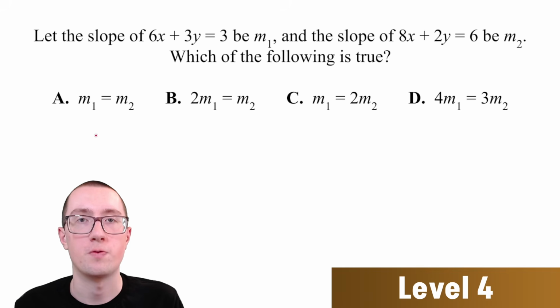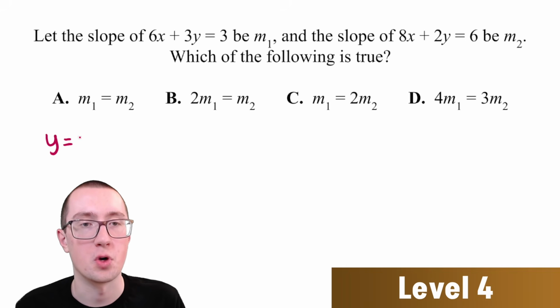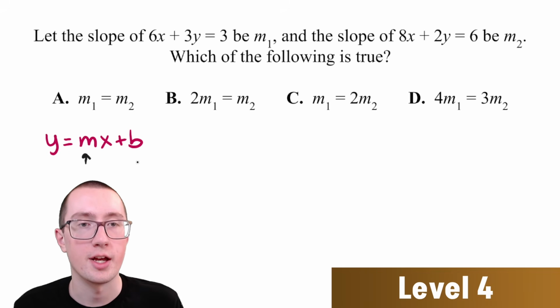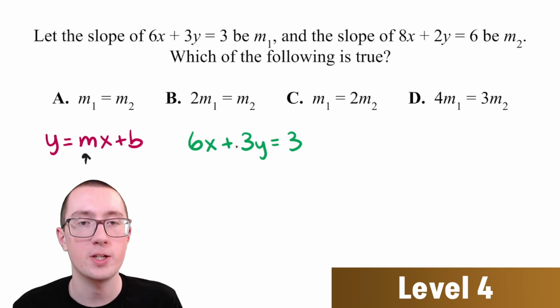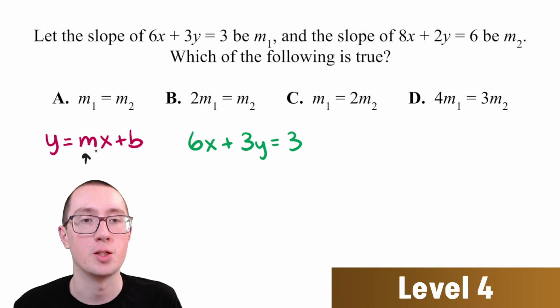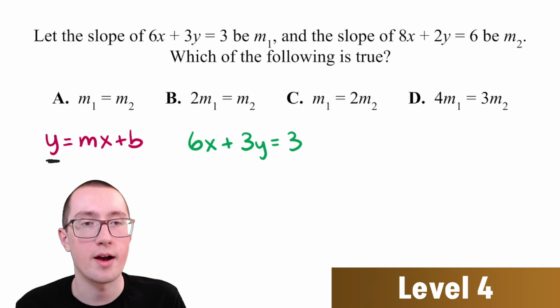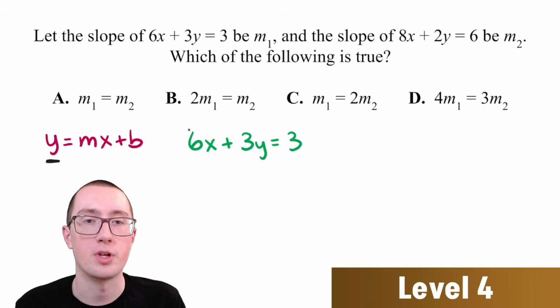So remember that to find the slope of an equation, we usually use slope-intercept form, which is y equals mx plus b. And in this form, m stands for the slope, and b stands for the y-intercept. But if we take a look at this first equation, you'll notice that it's not in slope-intercept form. So to be able to pull the slope from this equation, we need to put it in slope-intercept form. The key to slope-intercept form is that y is by itself. So in this equation here, we're going to try to get y by itself.